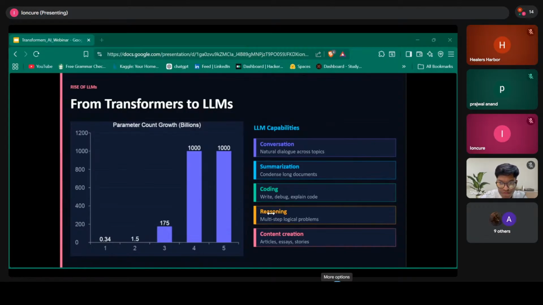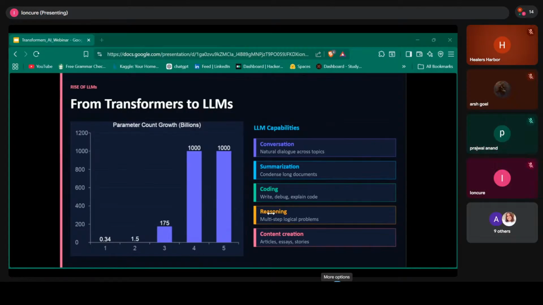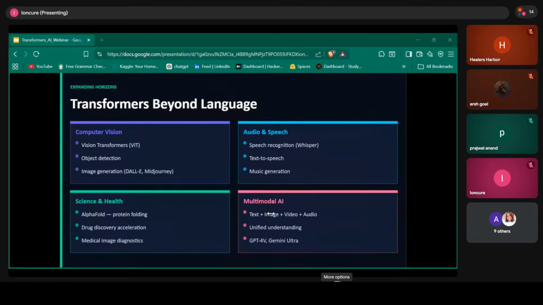With this scale, came capabilities nobody fully predicted. The ability to have conversations, summarize documents, write and debug code, reason through multi-step problems, generate creative content, and so on. Researchers call this emergent intelligence, abilities that appear almost spontaneously as you scale up.